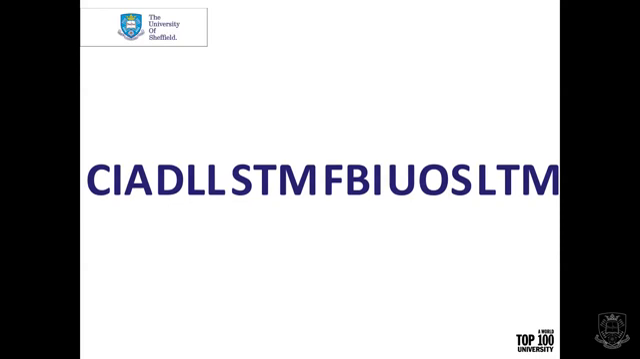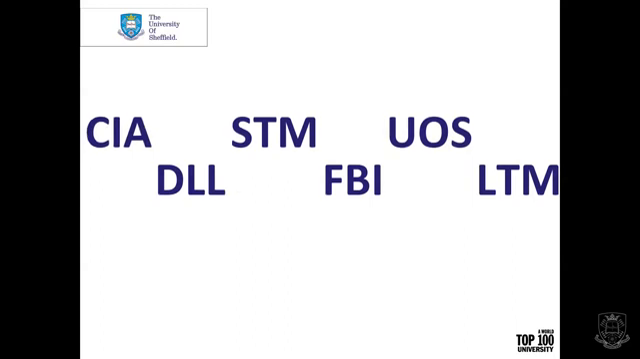Now, if we take a closer look, we can see that this information can actually be broken down into more meaningful units. This process is called chunking. CIA, DLL, STM, FBI, UOS, and LTM. What was initially 15 individual letters has now become 6 meaningful units of information.